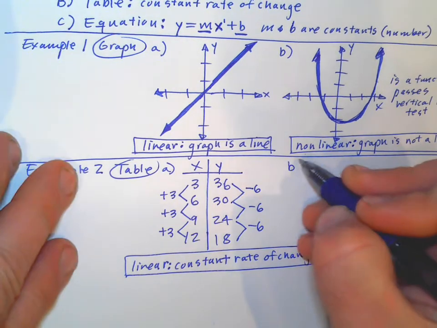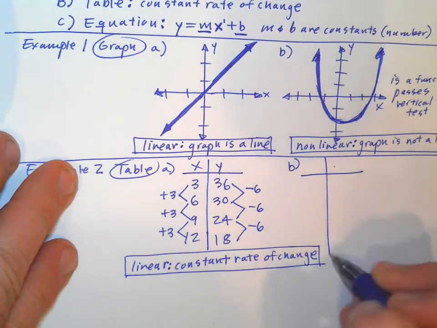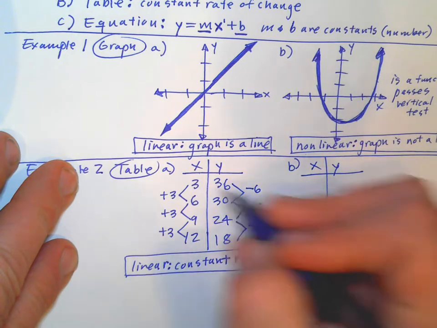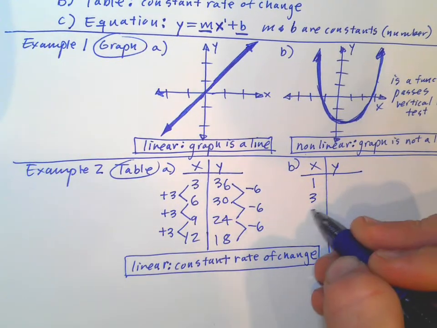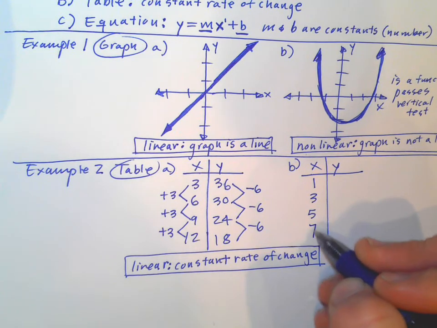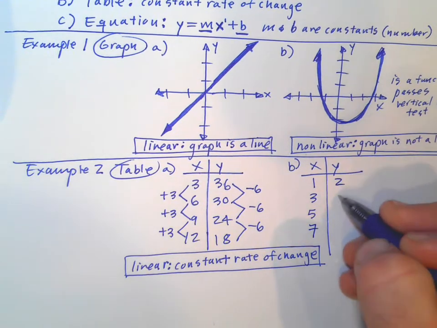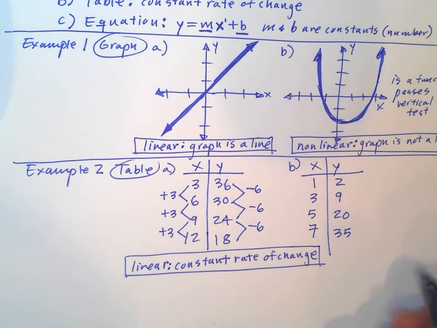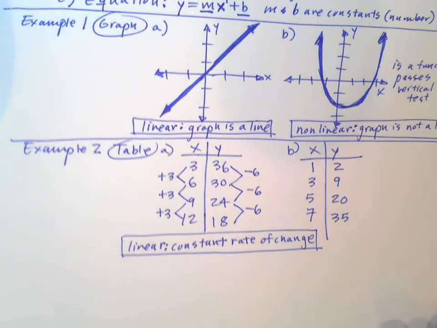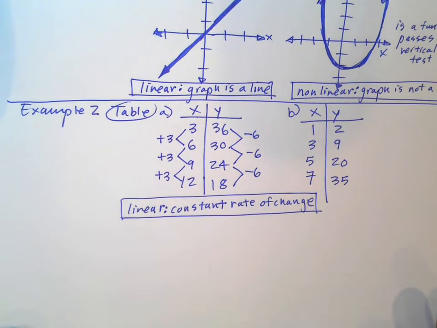So let's do another one. Another table. And this is how you would show your work, and I would feel confident that you understood what you were saying. So copy down this table. 1, 3, 5, 7, 2, 9, 20, 35.